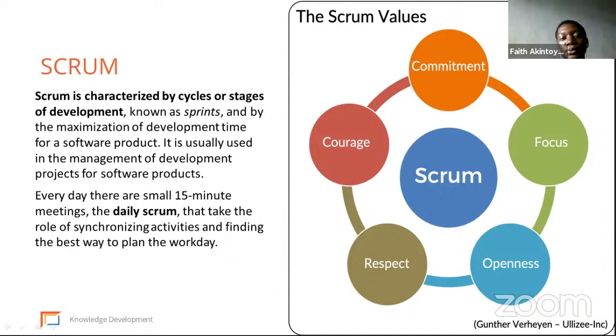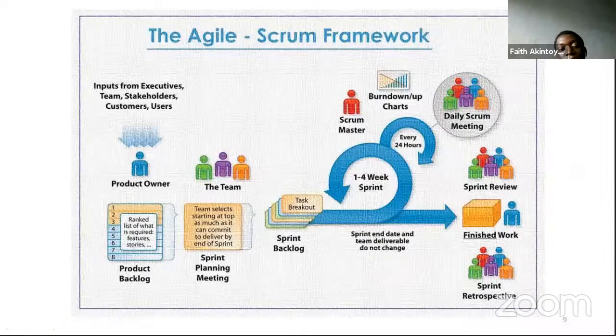So now on my right you will see the Scrum values. If you are to use Scrum, it's more of fast values compared to how far your thinking capability could go. Every day there are small 15-minute meetings, daily Scrum, that take the role of synchronizing activities and finding the best way to plan the work day. So this is a diagram of the Scrum framework.